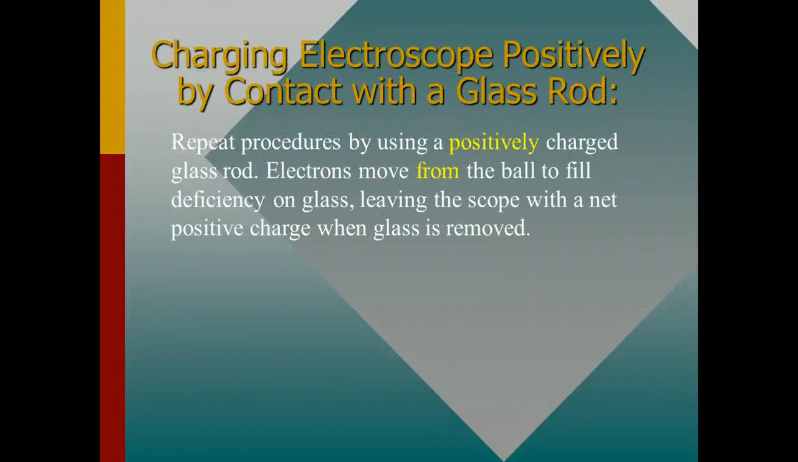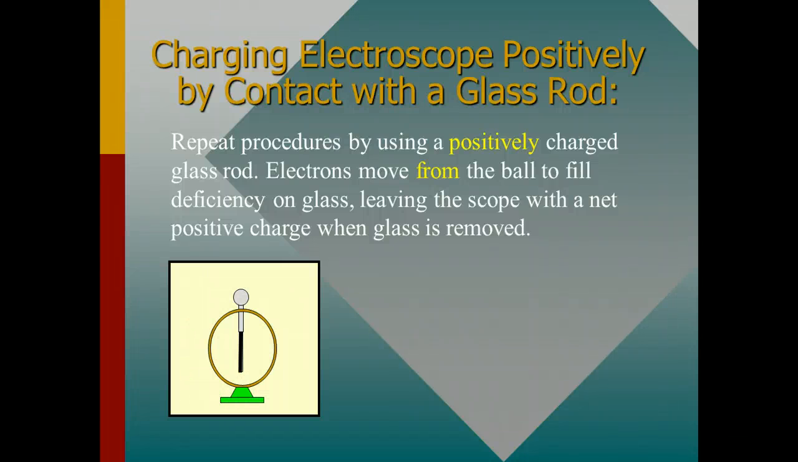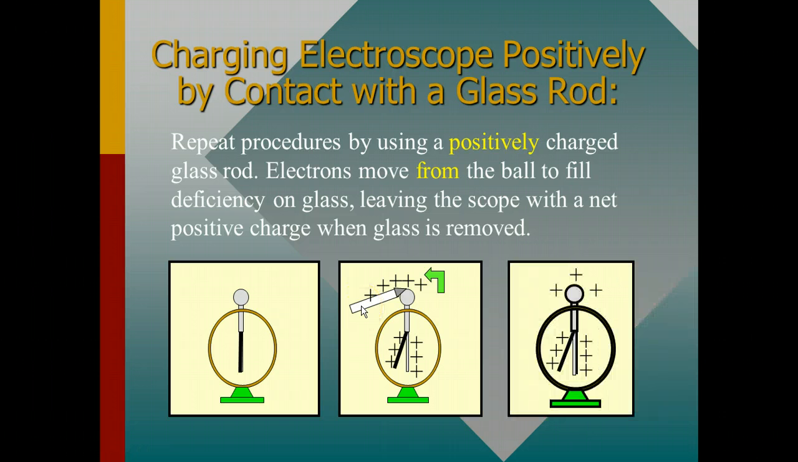Similarly, we can do the same thing with the positive charges. We take the glass rod. Those electrons that are inside of the electroscope here will move up toward the glass rod, which leaves the electroscope with a positive charge, and those bottom pieces will push apart from each other.